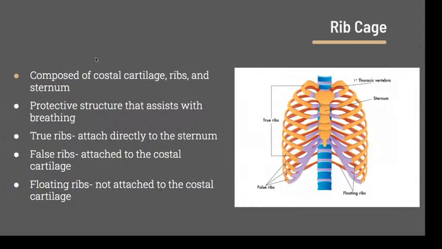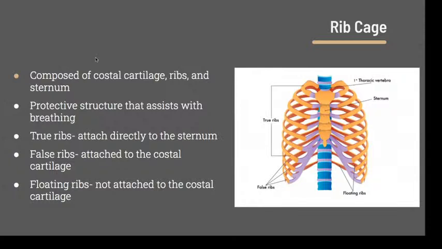The 7 upper ribs are called true ribs because they attach directly to the sternum, or the flexible costal cartilage. The 8th through 10th ribs are attached to the costal cartilage of the rib above, and they're called false ribs. The 2 bottom ribs are not attached to the costal cartilage and are given the term floating or vertebral ribs.